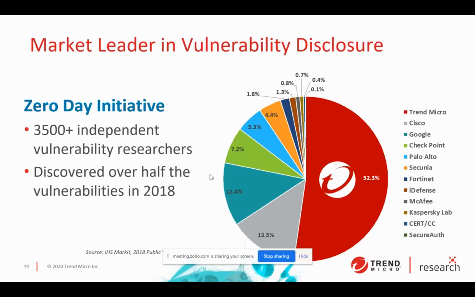And in 2018, we discovered half of the vulnerabilities in 2018. 3,500 plus independent vulnerability researchers are working on this.